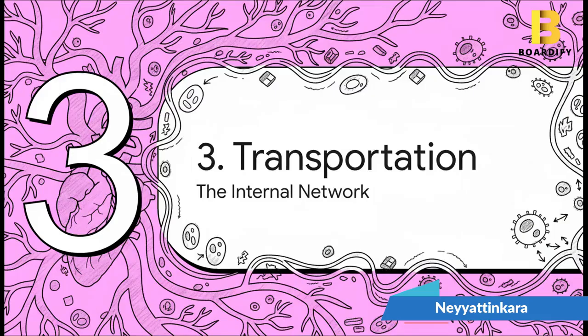So we've got our fuel and we know how to get energy from it. But how does all that good stuff, the food, the oxygen, reach every single tiny cell in our body? And how does the waste get out? Well, for that you need a transportation system. Just imagine a giant, super efficient delivery network inside your body, carrying everything exactly where it needs to go.